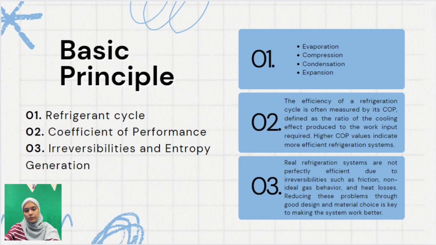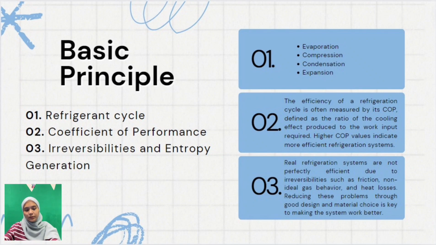The second principle is coefficient of performance. The efficiency of a refrigerant cycle is often measured by its COP, defined as the ratio of the cooling effect produced to the work input required. Higher COP values indicate a more efficient refrigerant system.